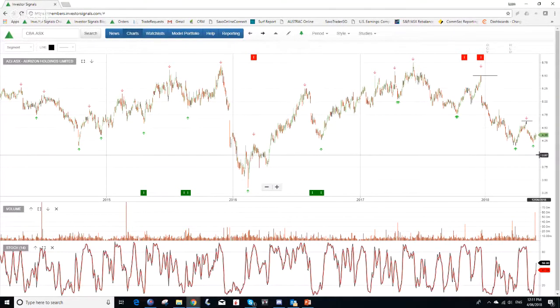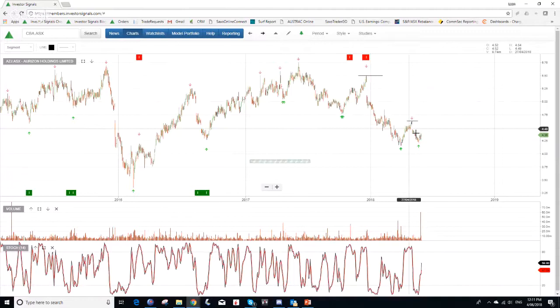Fair valuation for this stock's probably somewhere more around $4. And I think if we were to look out over, let's say, the course of this year, we'll see AZJ come down, create a low of around $4, and then towards the back half of the year, we'll probably start to see the stock slowly start to make higher highs and higher lows.